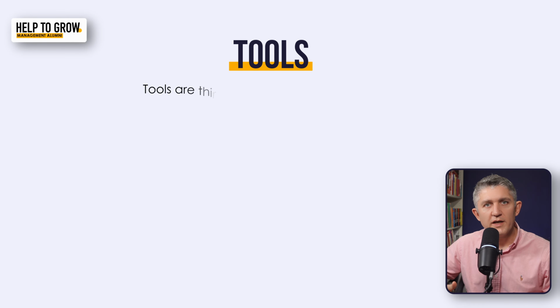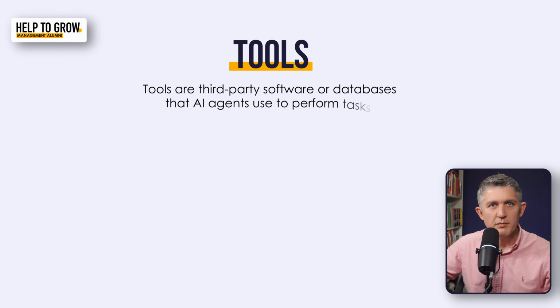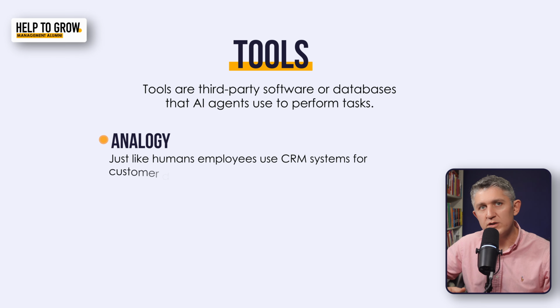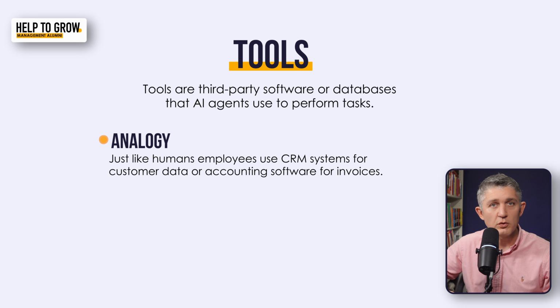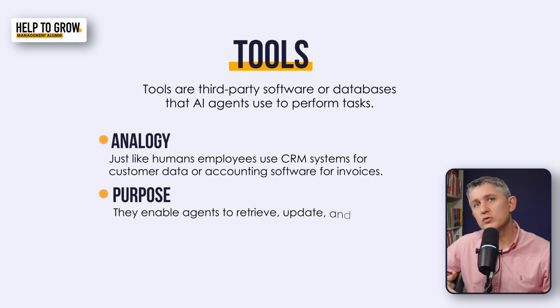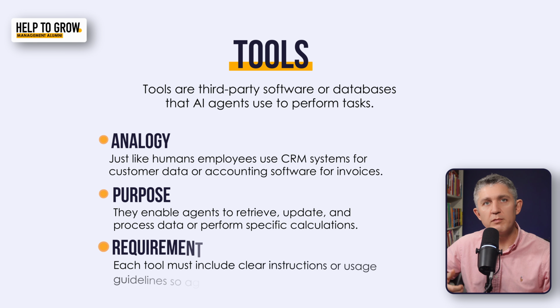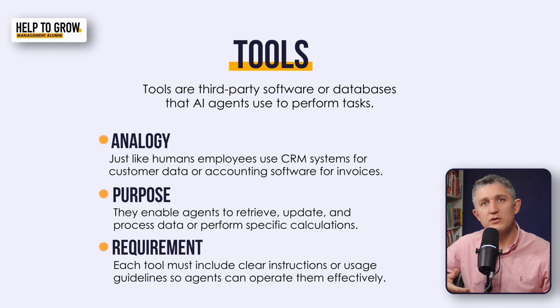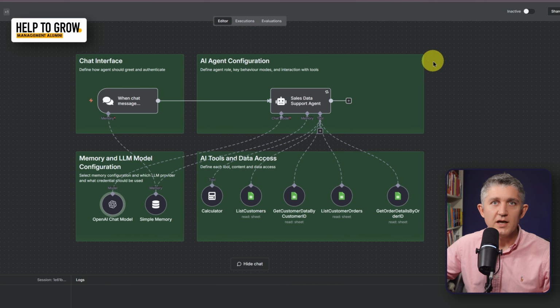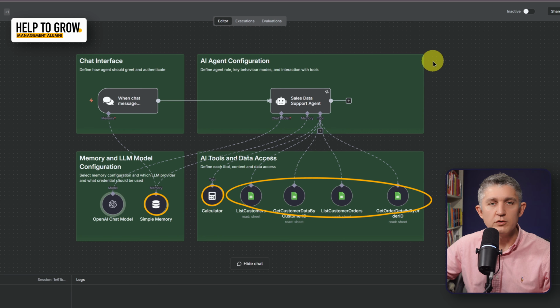Before we dive into an example prompt, another thing to consider: what are tools? Tools for AI agents are third-party software and databases with explanations on how to use them. Sort of like human employees use a CRM to store customer information or accounting software to store invoices and receipts. So agents use tools to retrieve data, update data, and execute calculations. These tools must come with clear instructions for the agent on how to use them. In our case, our agent is using Google Sheets, Memory, and Calculator as the main tools for doing its job.